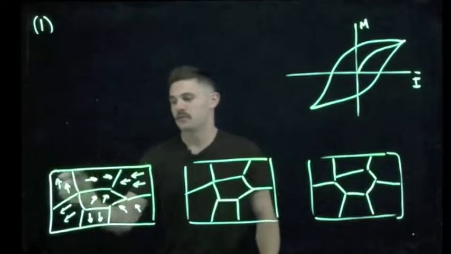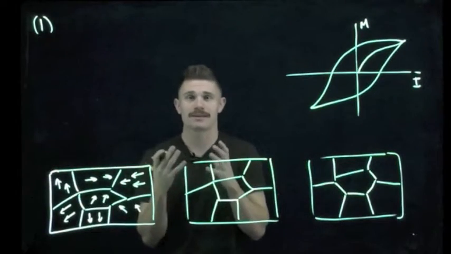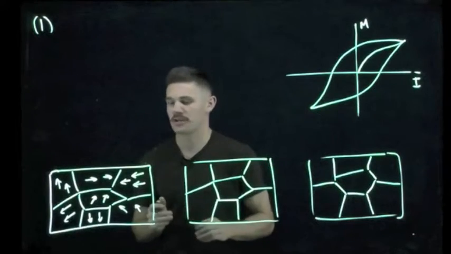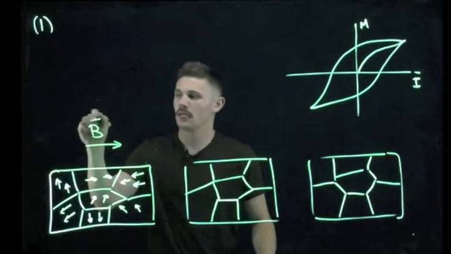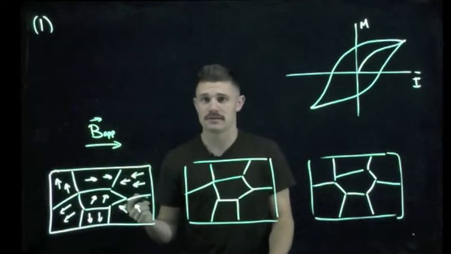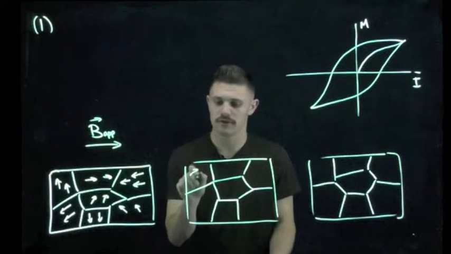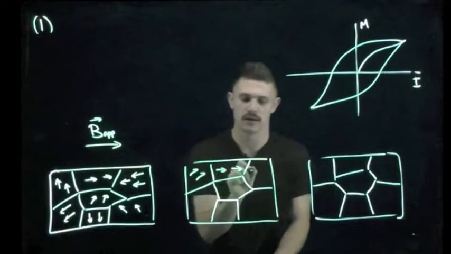So we have different domains in the material, and all of them have a certain magnetic dipole to them in a certain direction. What happens when we apply an external field is that these domains, the dipoles in these domains, will shift to try to align with the magnetic field that has been applied.